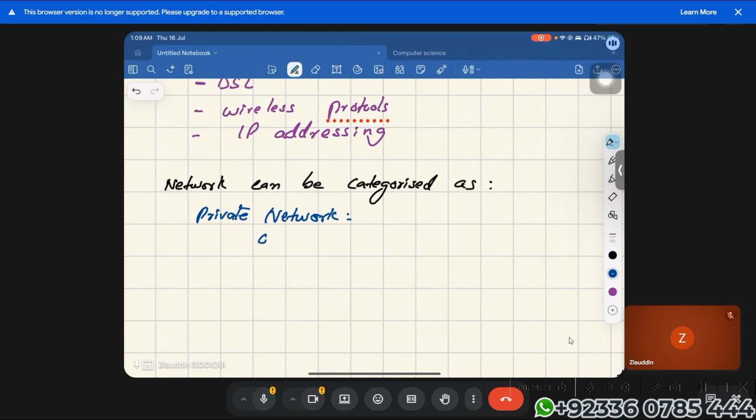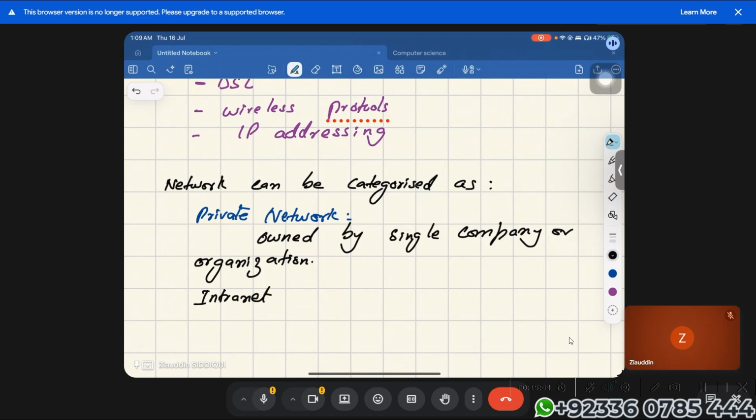So private networks are owned by a single company or organization. Okay, understood? And they are going to use an intranet. What is an intranet? Intranet means the communication is done within the organization, with restricted user access. Only those people who have the user ID and password are able to access it, nobody else. The company is responsible for purchasing its own equipment, maintenance, and everything. That is a private network owned by a single company or business.